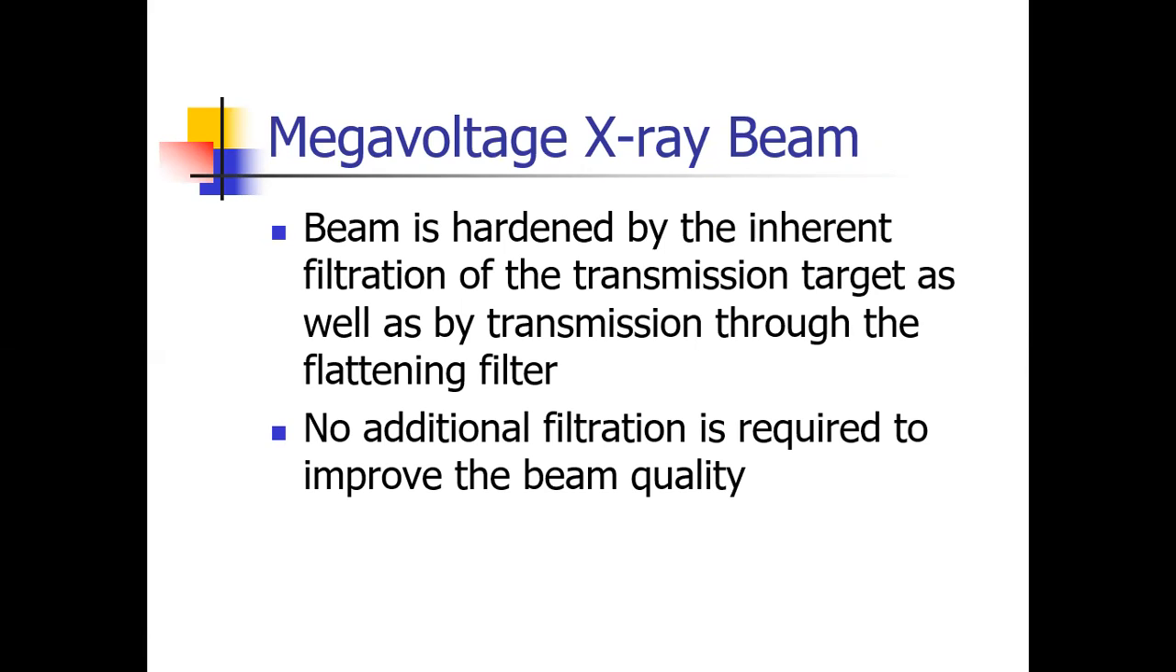In megavoltage X-ray beams, the beam is hardened by the inherent filtration of the transmission target, as well as by the transmission through the flattening filter. And no additional filtration is required to improve the beam quality.